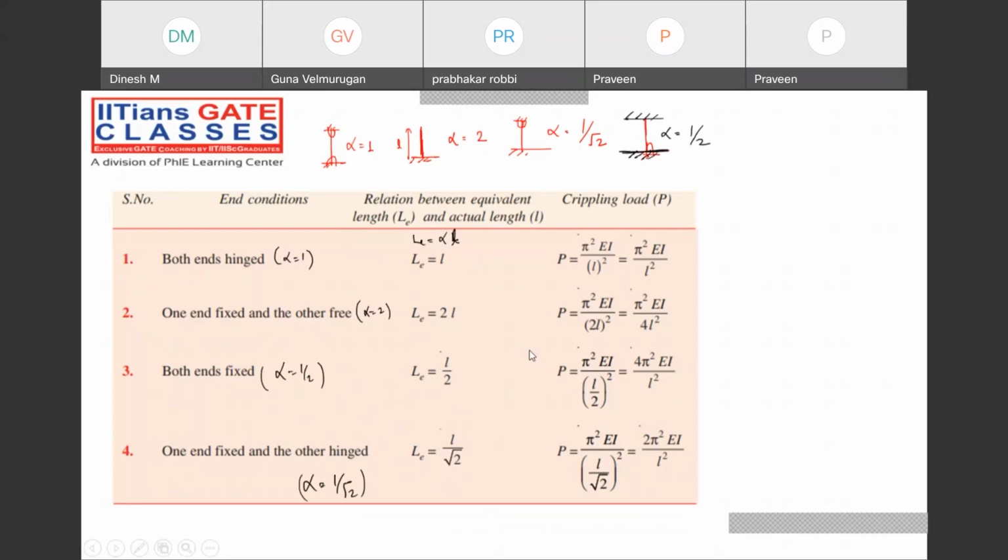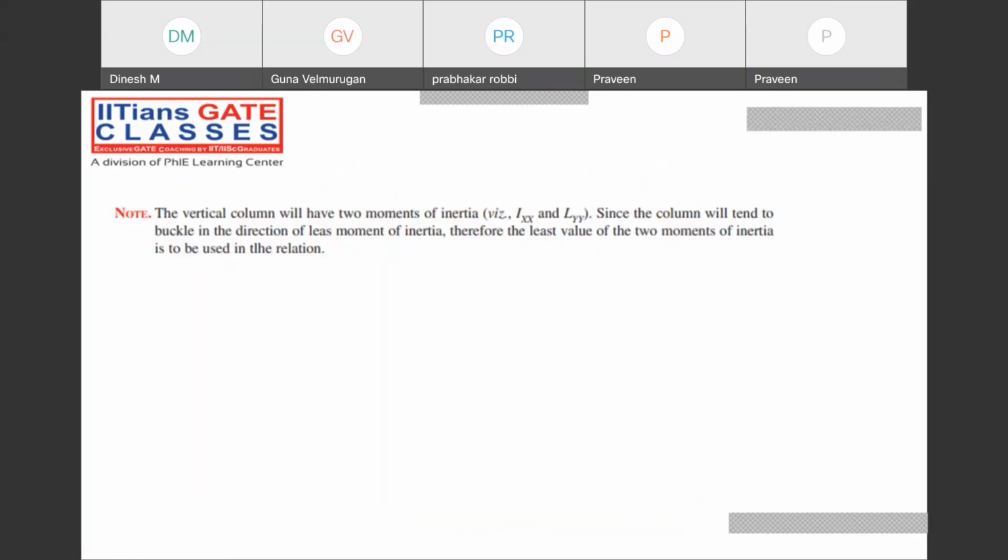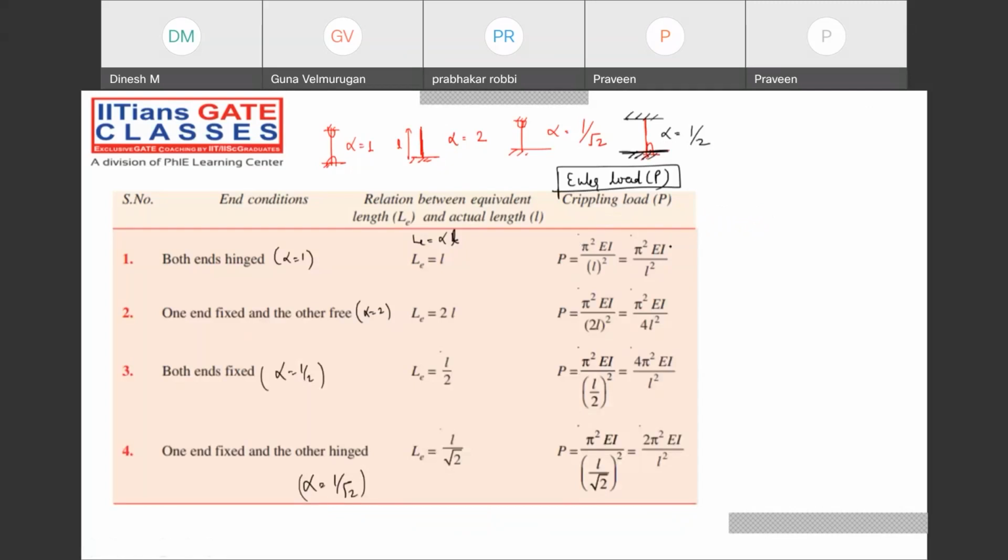Yes or no? Crippling load or Euler load, both are the same thing. But it's very important: I is I minimum. If it is a circular cross section, we do not worry about that much. But if it is a rectangular, non-circular cross section, then we have the difficulty. Among Ixx and Iyy, we need to choose the minimum one, the least one.